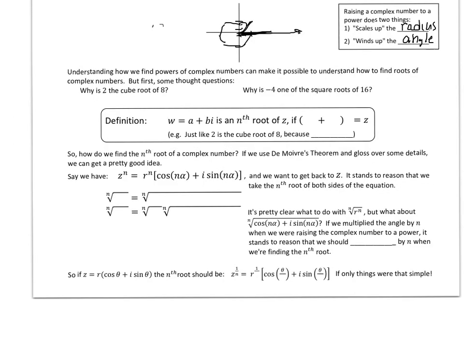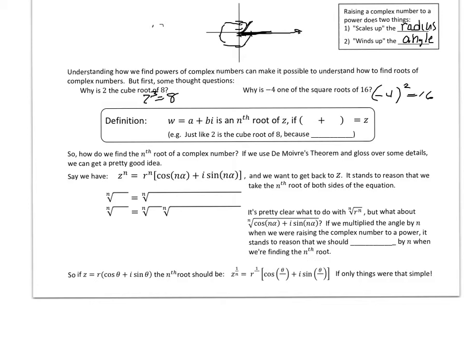All right, so now we're going to go in the opposite direction. Instead of finding powers, we want to find roots of complex numbers. So why is 2 the cube root of 8? Because 2 cubed is 8. Why is negative 4 one of the square roots of 16? Because negative 4 squared equals 16.